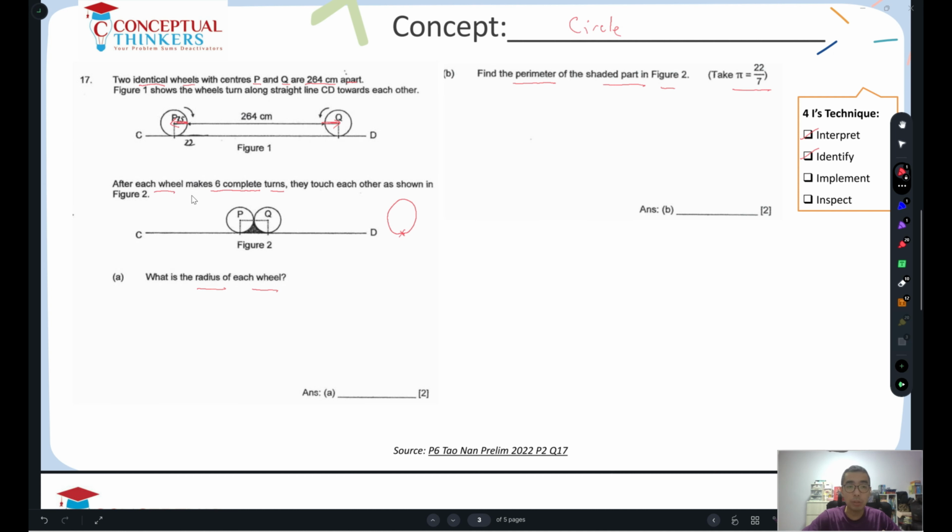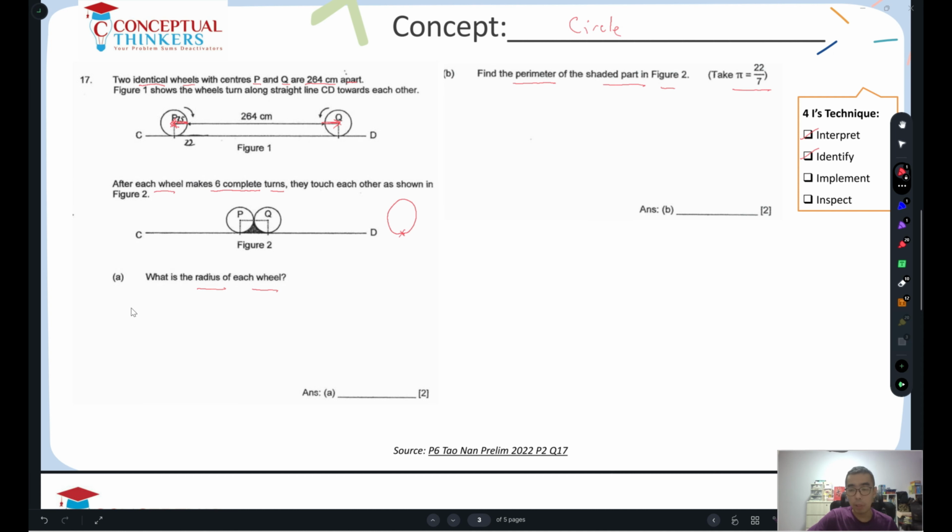So if each wheel makes 6 complete turns, this means that 1 wheel will roll 6 circumferences of a circle. This one you have to take note. So if there are 2 wheels moving towards each other, each making 6 complete turns, that means we're going to have 12 circumferences of a circle. Take note that the formula for the circumference of a circle is pi times diameter, or 2 pi r. Now we know that from the center of circle P to the center of the other circle, the distance will be 264 cm.